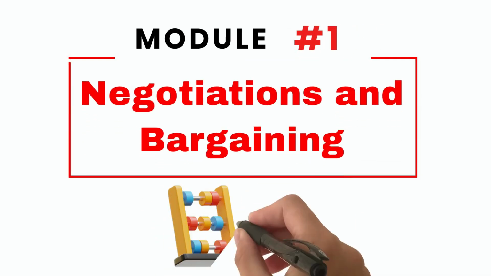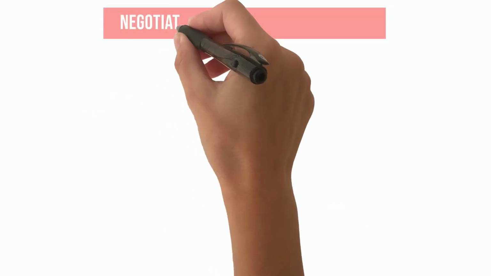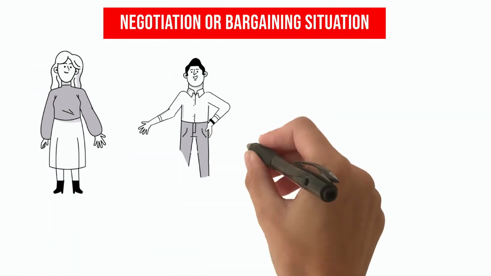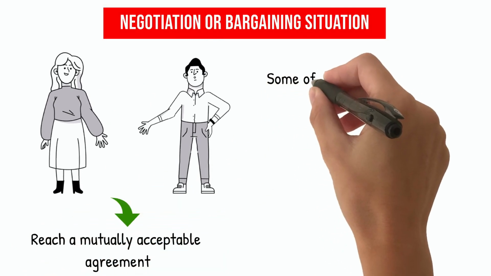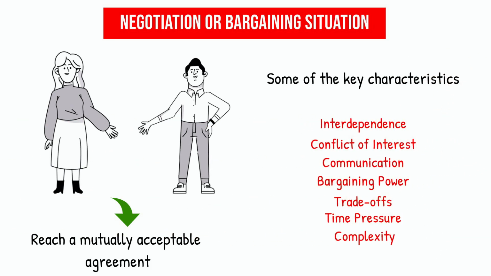Module 1. Negotiations and Bargaining. A negotiation or bargaining situation typically involves two or more parties with conflicting interests seeking to reach a mutually acceptable agreement. Some of the key characteristics of such a situation include the following.